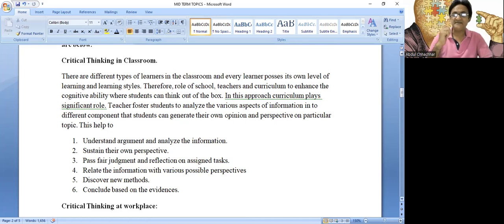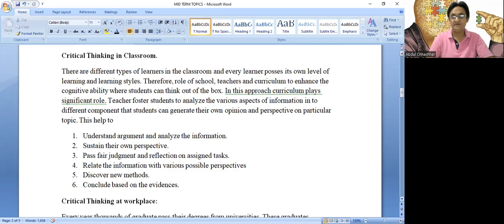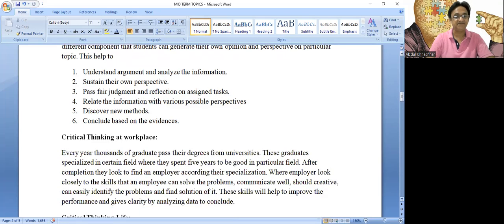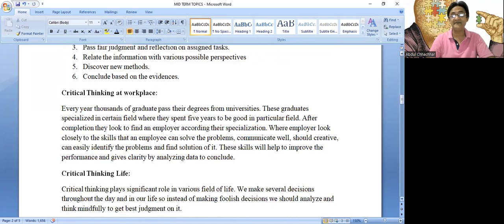As a teacher, whatever strategy you apply in the classroom and how it benefits the students, you have to mention all those things. So this is not only what is written in the book that you are going to follow. This kind of thing will be a very good strategy. The second is critical thinking at the workplace.